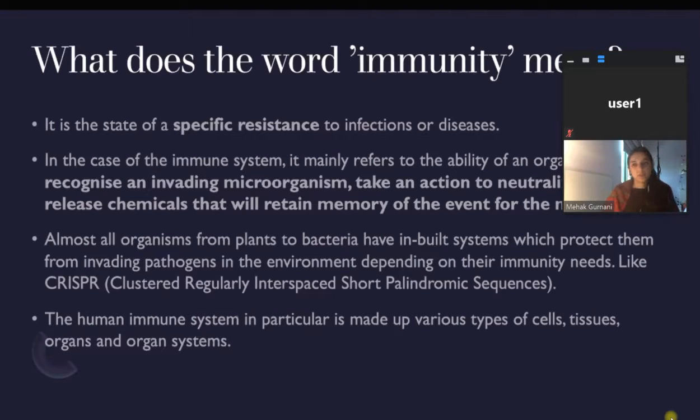Since we're talking about human immunity, I think it's very important to also think about the other organisms in nature. So almost all organisms, from plants to bacteria, have inbuilt systems that prevent invading pathogens in the environment, but depending on their needs. So different species and different animals and different microorganisms have different requirements. So their systems are very different.